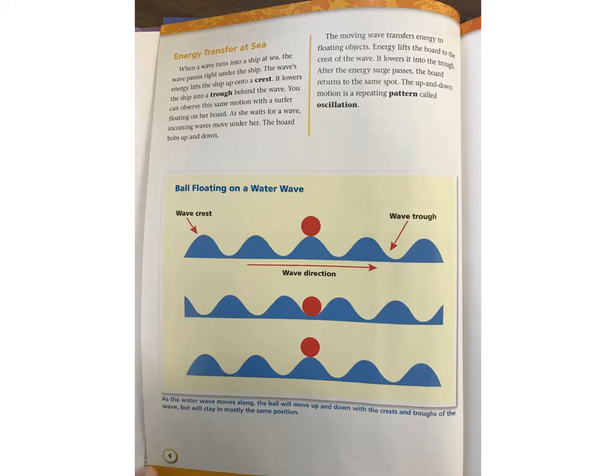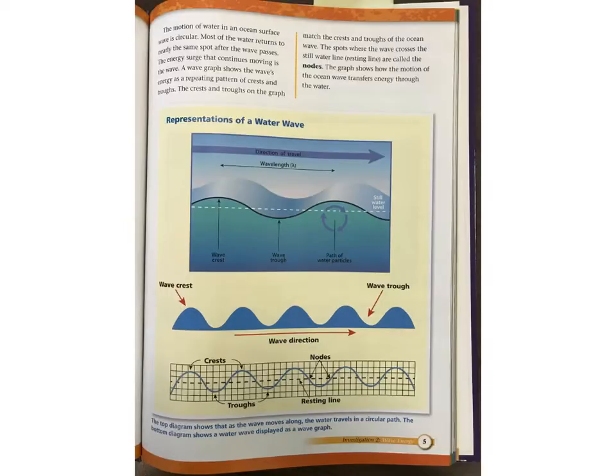Here in the diagram, we have a ball floating on a water wave. Notice that the ball is bobbing up and down on the wave, but it's actually staying near the same spot. As the water wave moves along, the ball will move up and down with the crests and troughs of the wave, but it will stay in mostly the same position. The motion of water in an ocean surface wave is circular. Most of the water returns to nearly the same spot after the wave passes. The energy surge that continues moving is the wave.